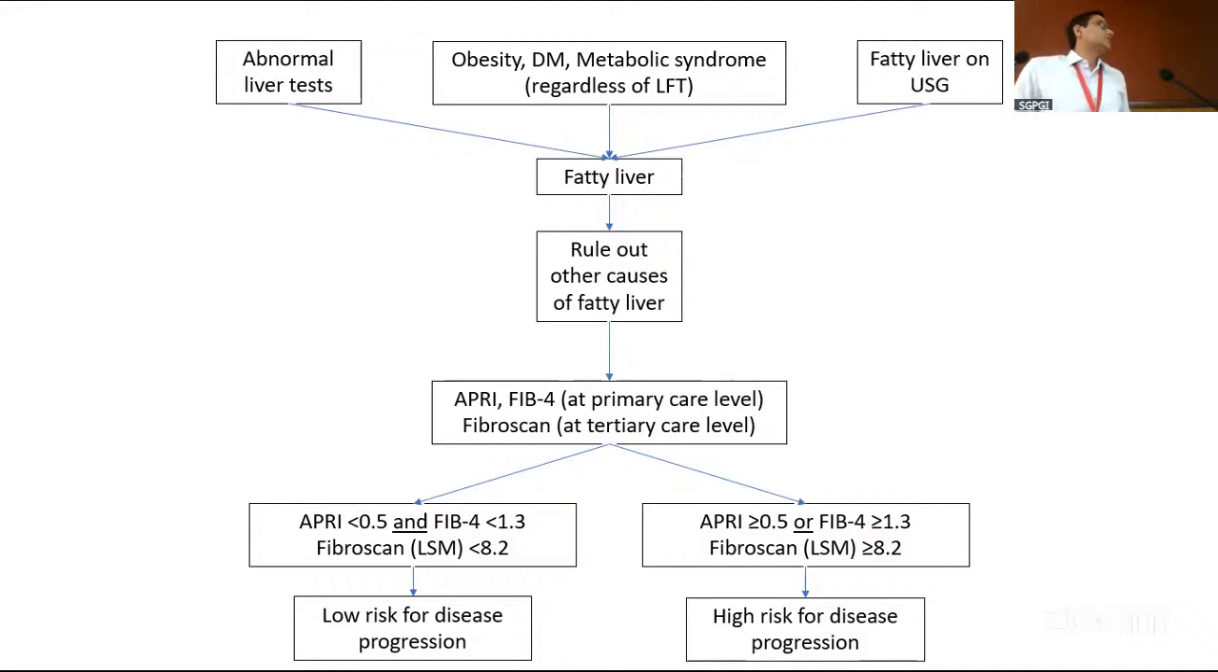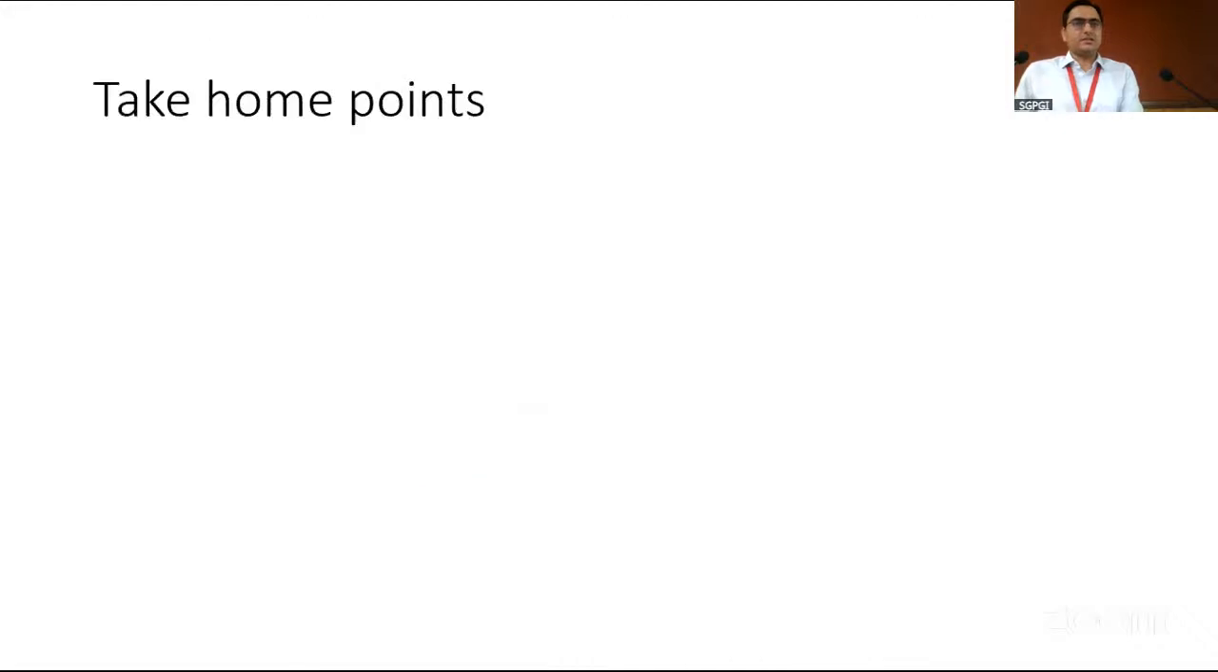Once these are assessed, if the patient presents to tertiary level, we can subject him or her to FibroScan and quantify the amount of steatosis as well as the fibrosis. So if the APRI is less than 0.5, FIB4 is less than 1.3, and LSM value on FibroScan is less than 8.2, that means the patient has low risk of disease progression. However, if the APRI is more than 0.5, FIB4 is more than 1.3, and FibroScan values are also more than or equal to 8.2, that means the patient has high risk of disease progression and requires referral to a tertiary care center.